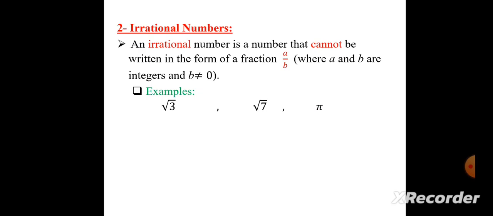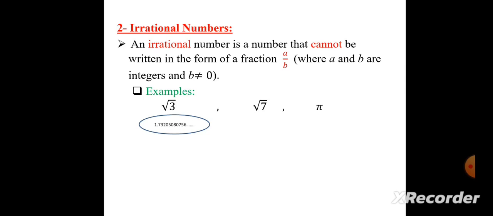Now, what about irrational numbers? I know as a conclusion before that a rational number can be written in the form of a fraction. But an irrational number is a number that cannot be written in the form of a fraction a over b. For example, radical 3. By using your calculator, radical 3 equals 1.7320508007, etc. It doesn't end, it's not repeated. I can't use the bar sign. So I can't write it in the form of a fraction a over b. So it's an irrational number.